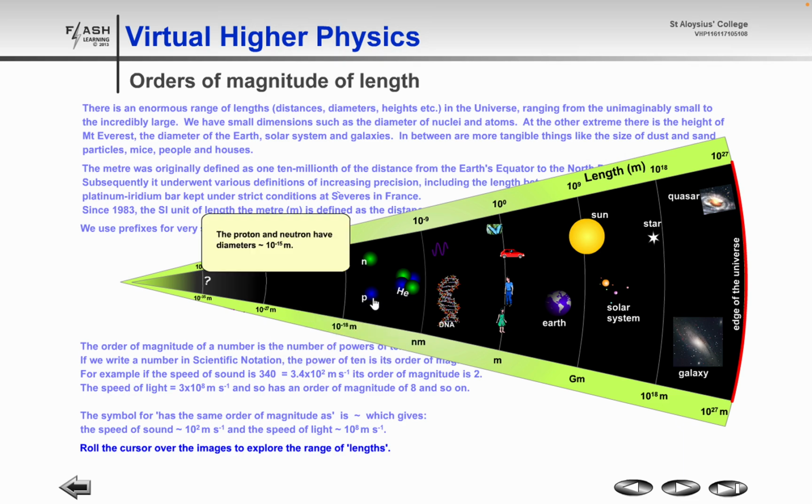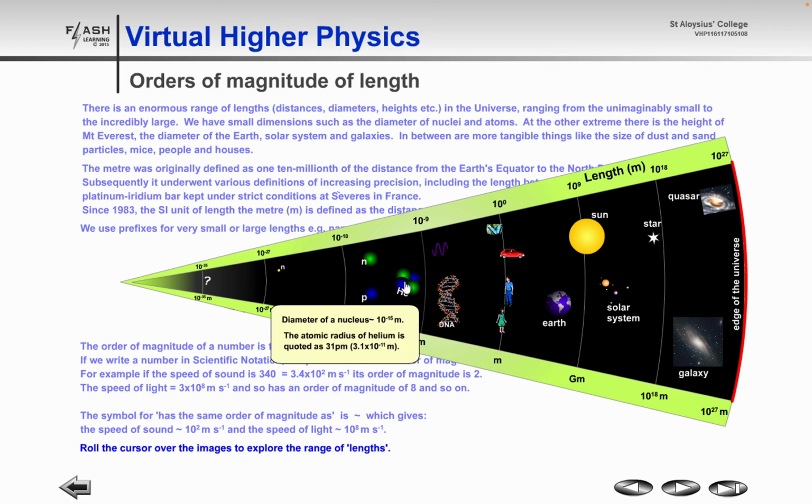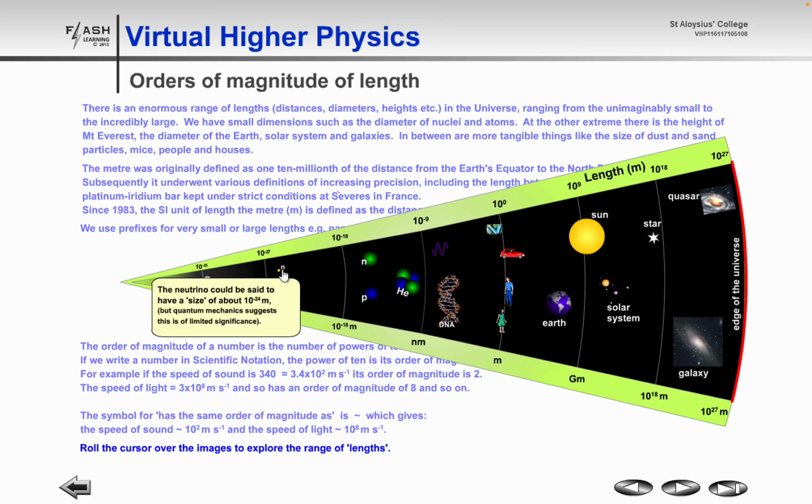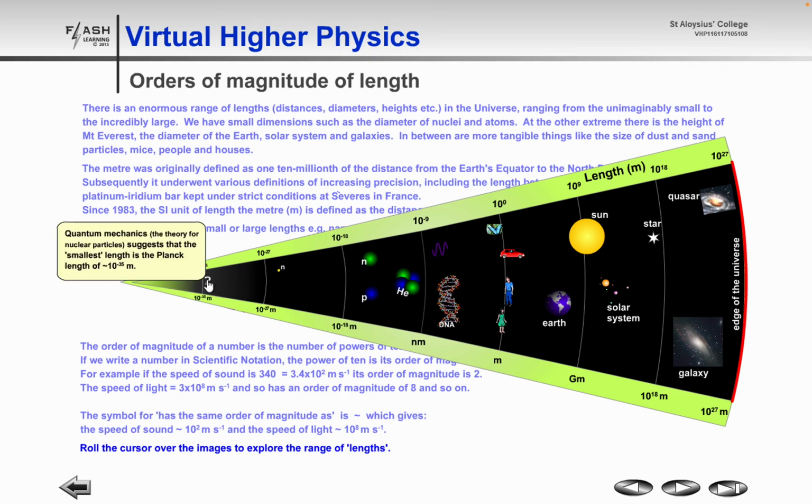The individual protons that make up helium are also roughly 10 to the minus 15. Remember, there's only 2 protons, 2 neutrons, so it's similar in size, or at least in the order of magnitude. We'll go on to talk about what a neutrino is, but you could think of it as being about minus 24. And the smallest possible length, known as the Planck length, is about minus 35.